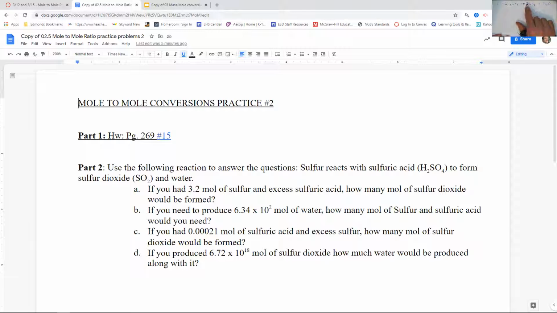So 3, okay. So 1, 2, 3 S's, 3 S's, 4 H's. So I need to put a 2 in front of here to get 4 H's. For O's, 2 times 4 is 8 O's. On this side, we have 3 times 2, which is 6, plus 2 times 1, which is 2. So 6 plus 2 is 8. So 8 O's, balanced.